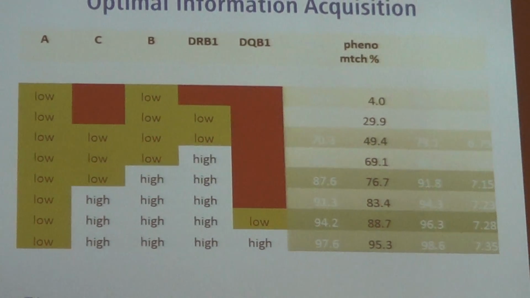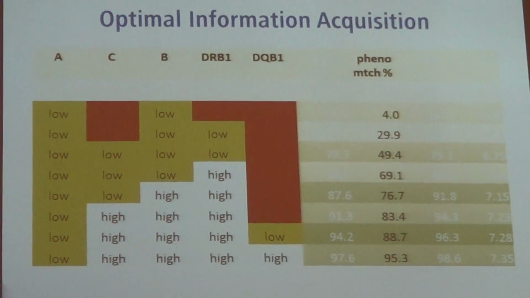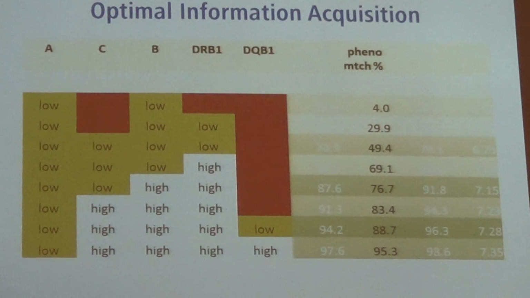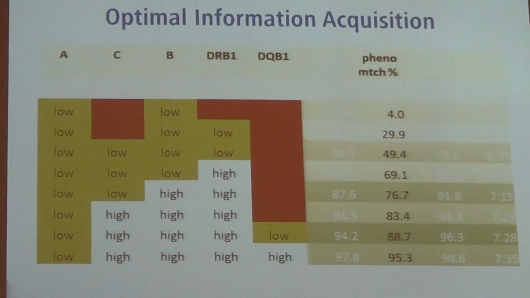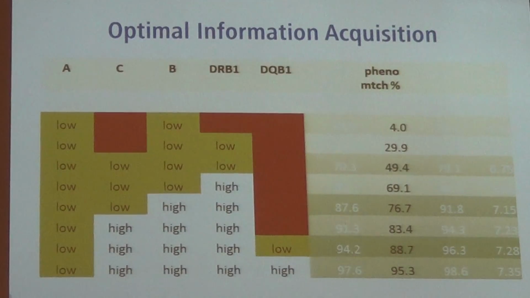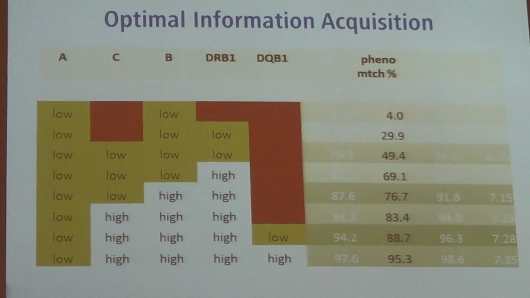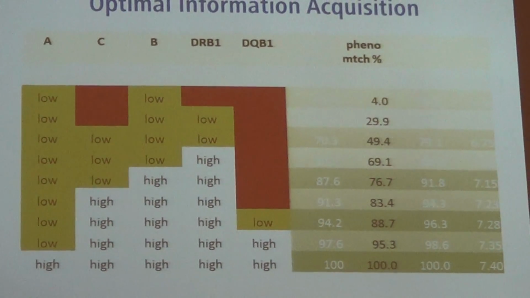This would be a typing strategy if you, for example, assume that high-res typing is twice as expensive as low-res and all loci are equal. This may be obsolete already when you go to NGS and everything's cheap and you're doing everything at once in full high-res beauty at 5 loci or even more.